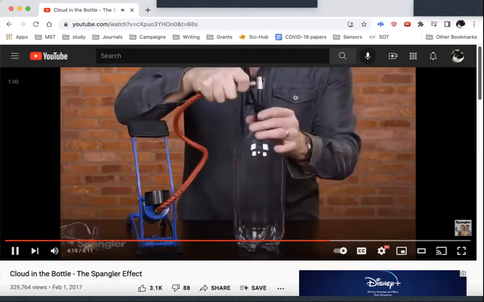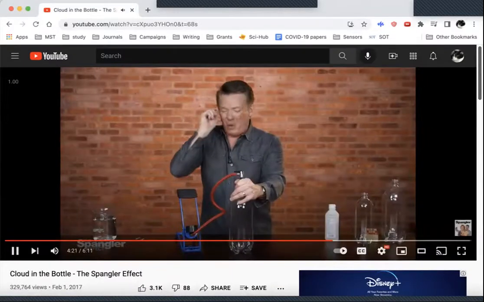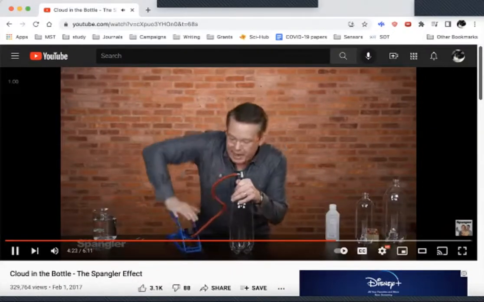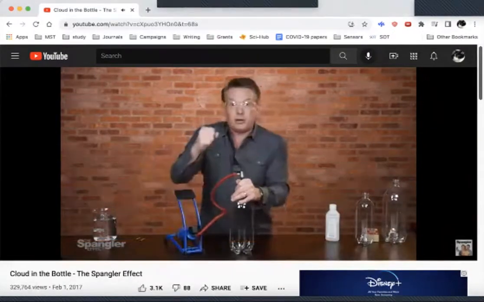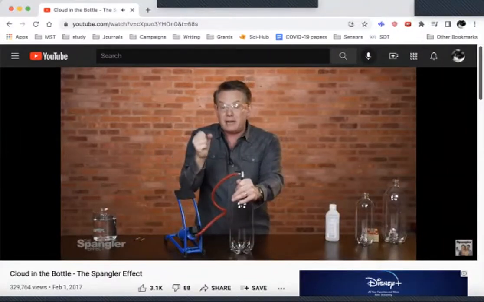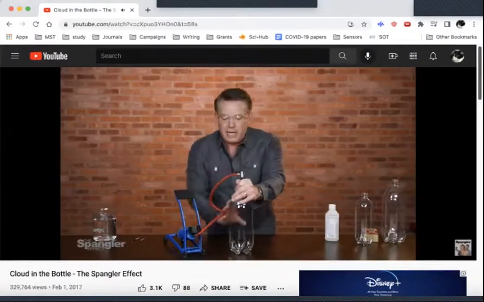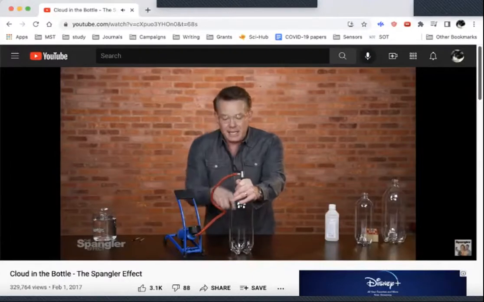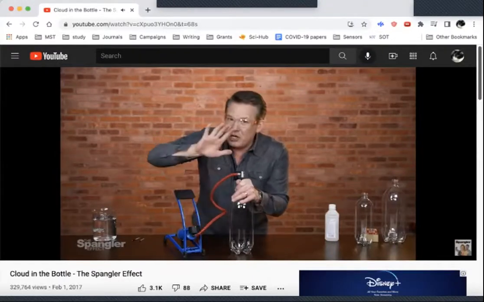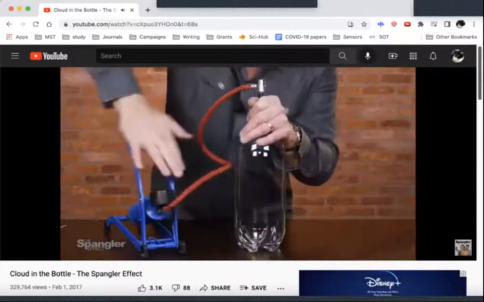So our valve stem goes up here. We're going to do the same as before. We're going to increase the pressure, and then as soon as we release the pressure, those molecules are going to go from a high state of energy to a lower state of energy. Anything that's evaporated will condense, and that's where we're going to get the cloud. So watch how different the effect is here.